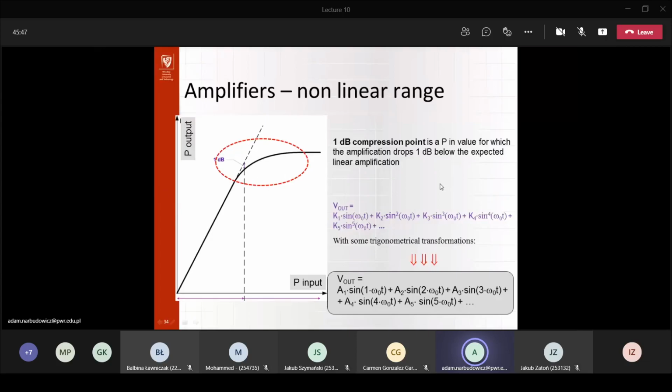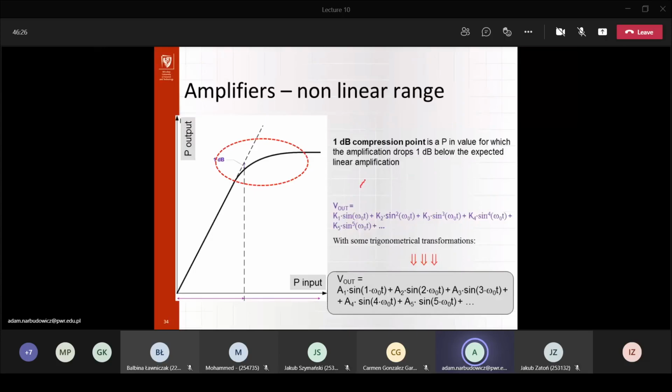So over here, this is an example of the voltage output. And maybe to see what's happening, or why this compression generates harmonics or additional frequencies, I will just try to use a pen.